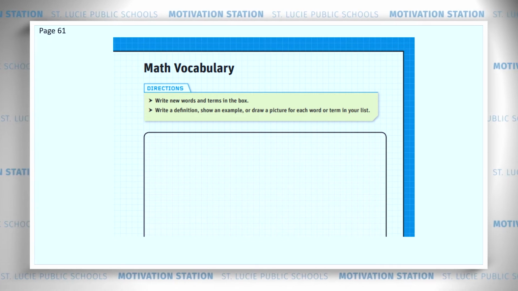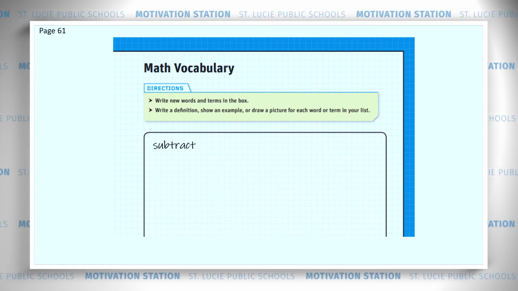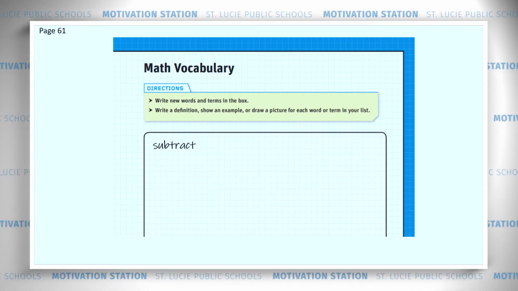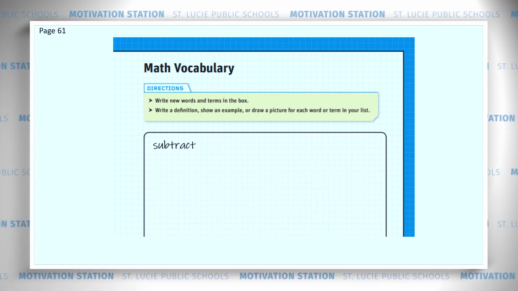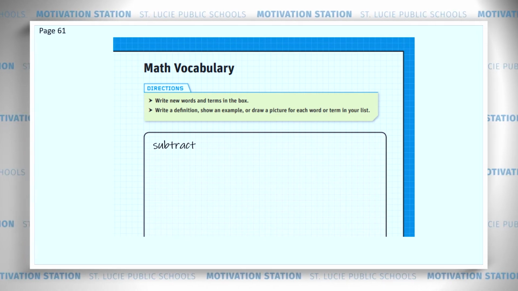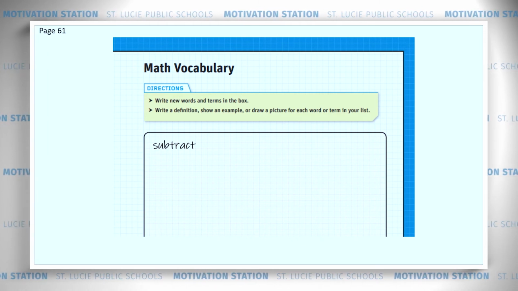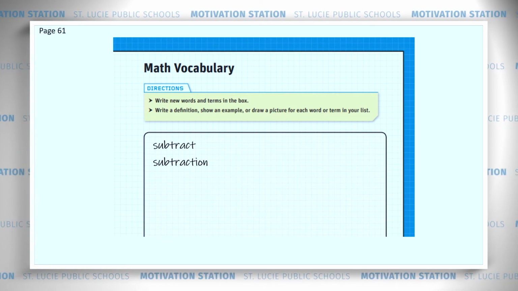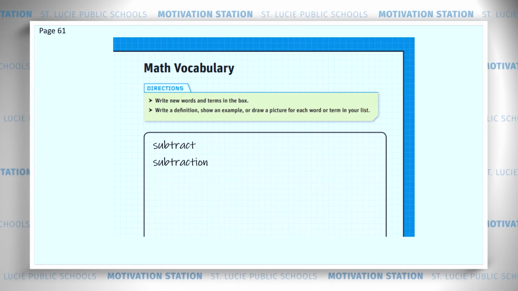Your first word you're going to write is subtract. We've been doing a lot of subtracting. Let's talk about what subtracting means. Subtracting is what you do when you solve a subtraction problem, such as 5 minus 3. Okay, your next word is subtraction. Subtraction is what you do when you subtract.